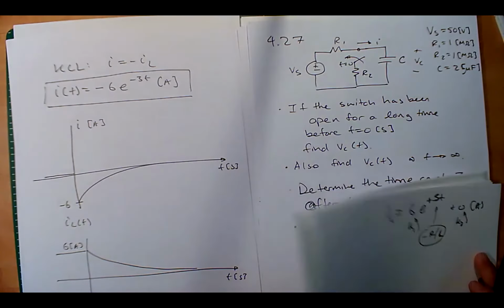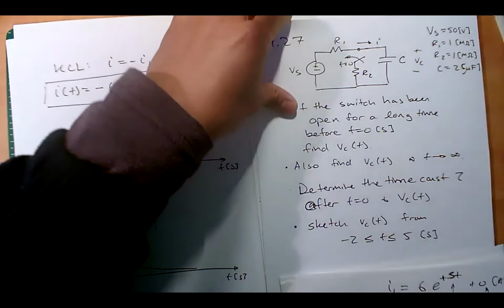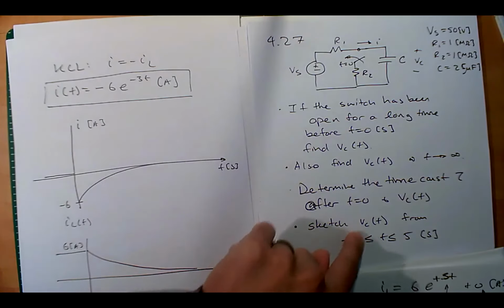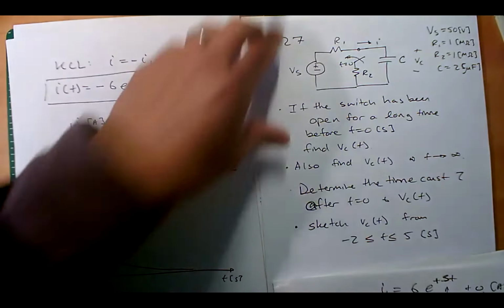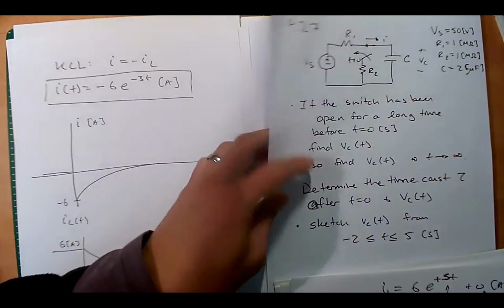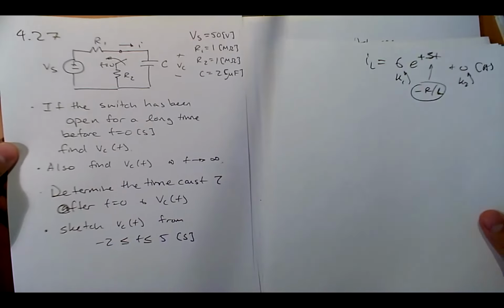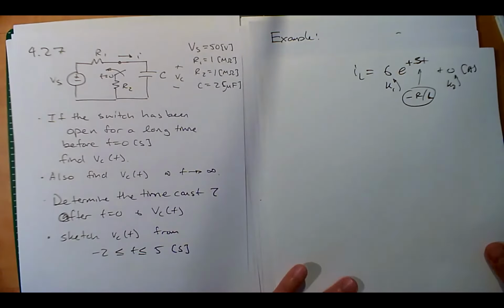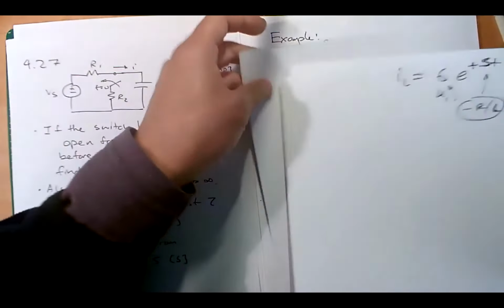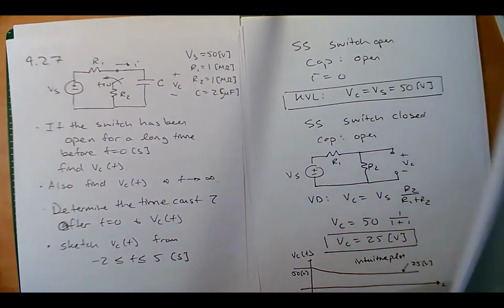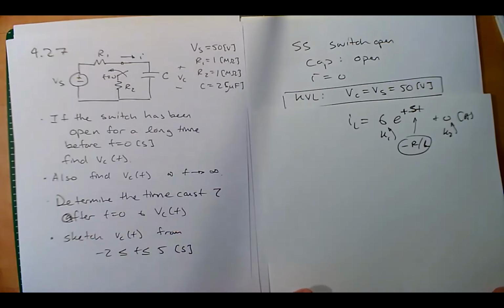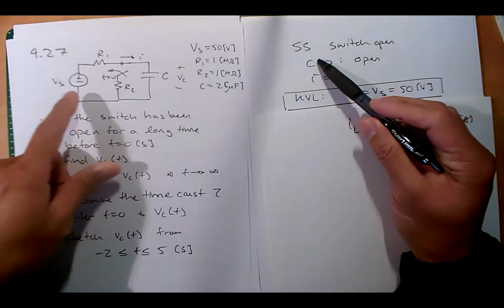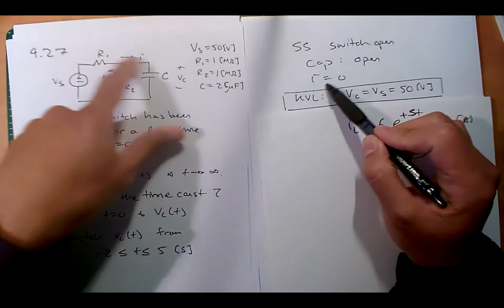Okay, so the question asks, please sketch VC from -2 to 5 seconds. No problem. That's easy. Determine the time constant. No problem. Okay, time constant is RC. So let's go ahead and follow this analysis. When we're in steady state and the switch is open, I is 0, good.